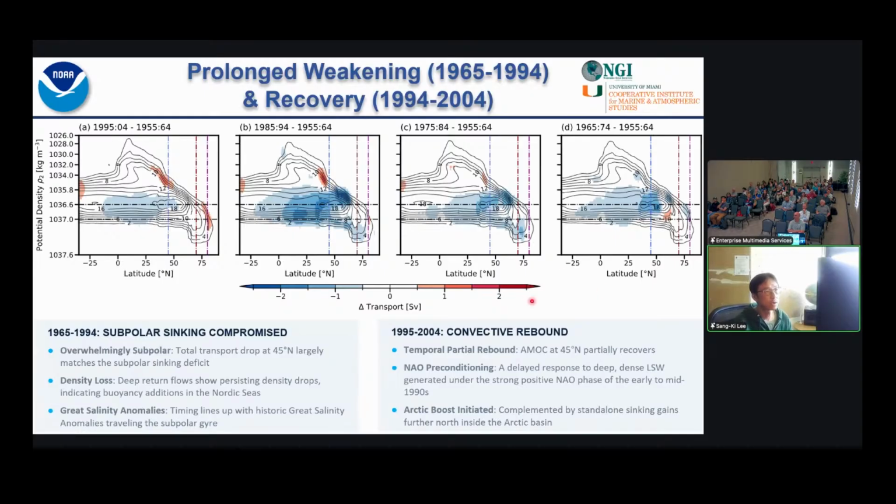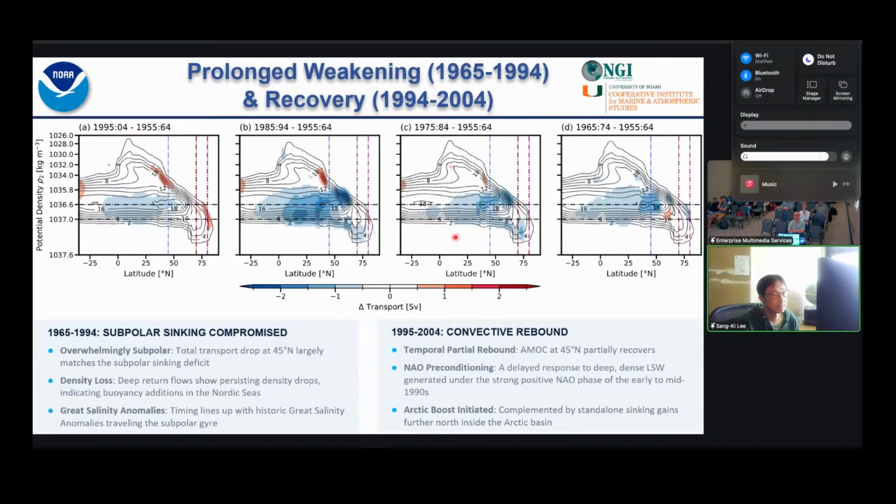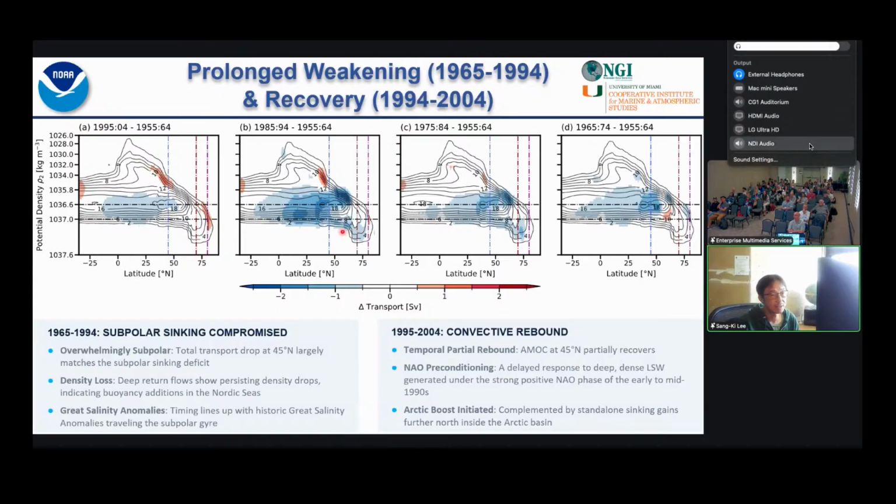So during the first 3 decadal periods here, the AMOC weakening is largely due to the subpolar sinking deficit. So it's happening in the subpolar region. However, the deep return flow becomes lighter during this 20-year period, 1975 to 1994. And then these 3 decadal periods line up very well with the great salinity anomalies of the 1970s, 80s, and 90s.